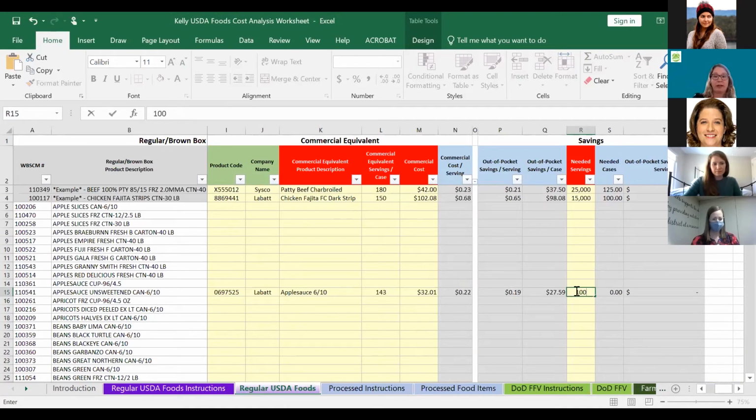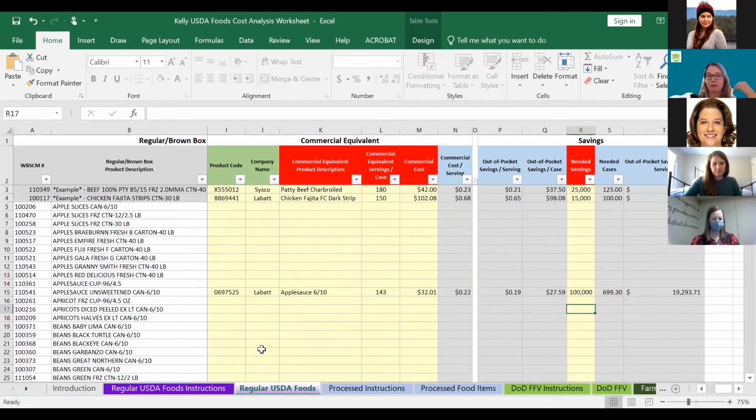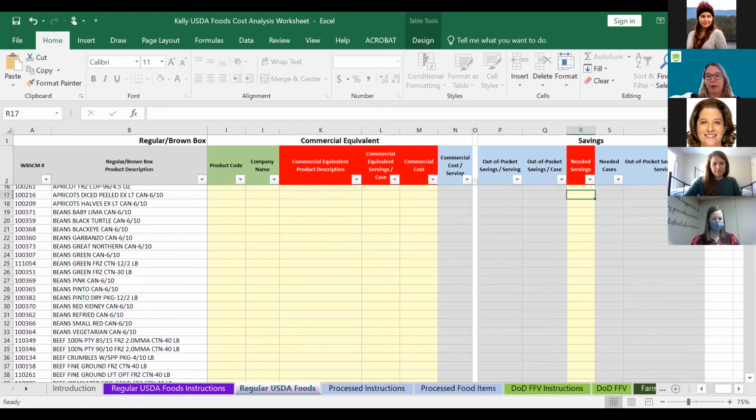So I'm just picking an arbitrary number. I'm going to serve 100,000 half-cup servings of applesauce next year. And I see that I'm going to need 700 cases. And by using commodity food, I'm going to save $19,293 out of pocket. So really good information to have, comparing. Does that necessarily mean that I'm 100% going to devote my money to the applesauce? Maybe not, but it's the data that you need to have so that you can make the best decisions for you, for your program.